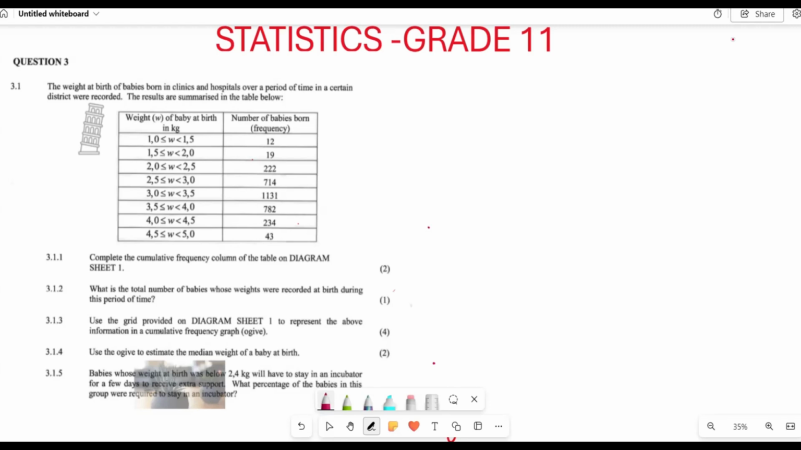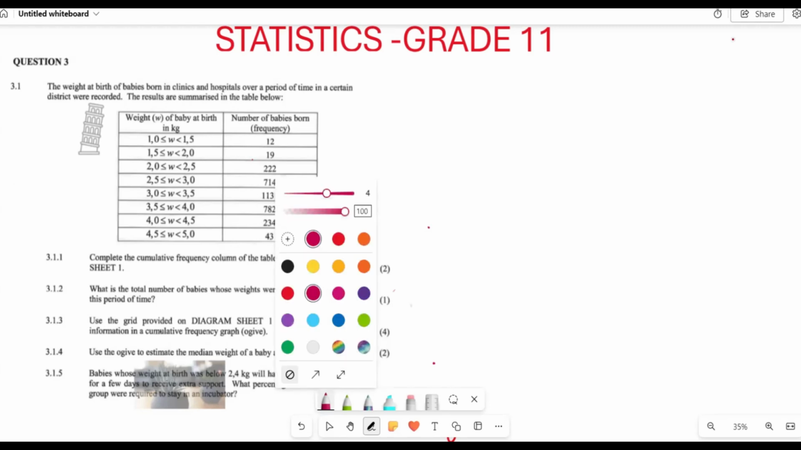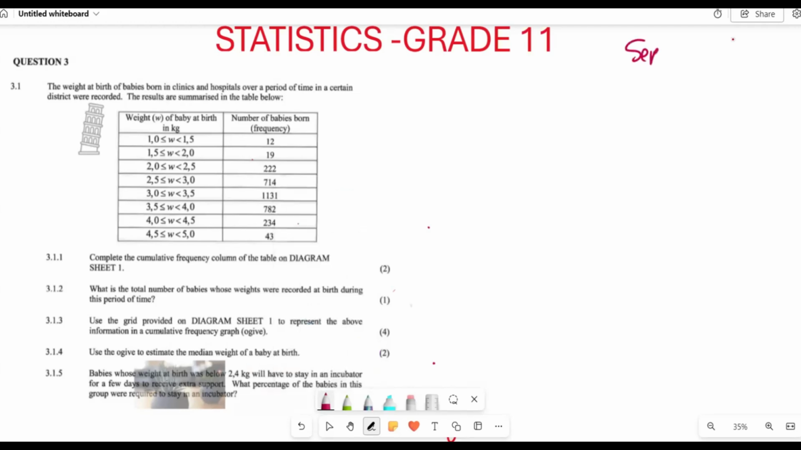Right? So we are still looking at our statistics, and we are trying to attempt past papers to see what we can do whenever we're given these types of questions. This is the question paper. This is the September exam, I think written in 2023, if I'm not mistaken. This is from the KZN province, a common exam.